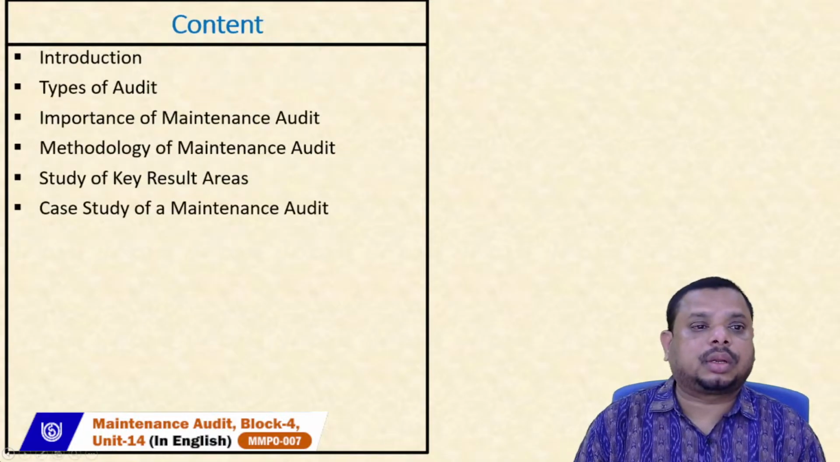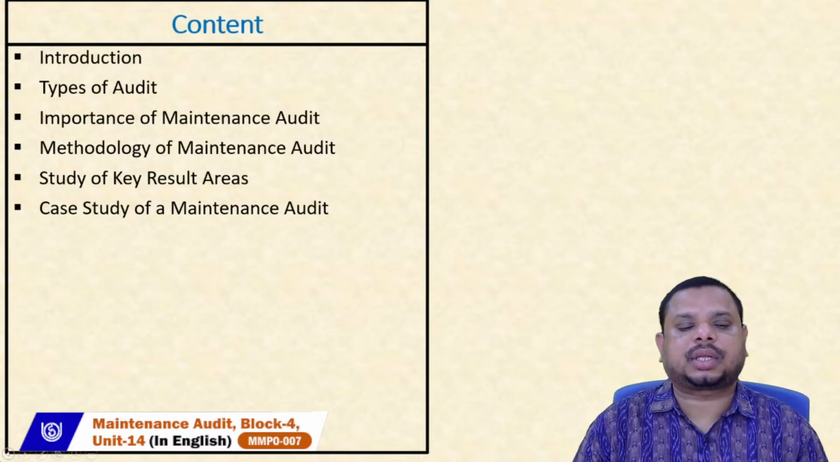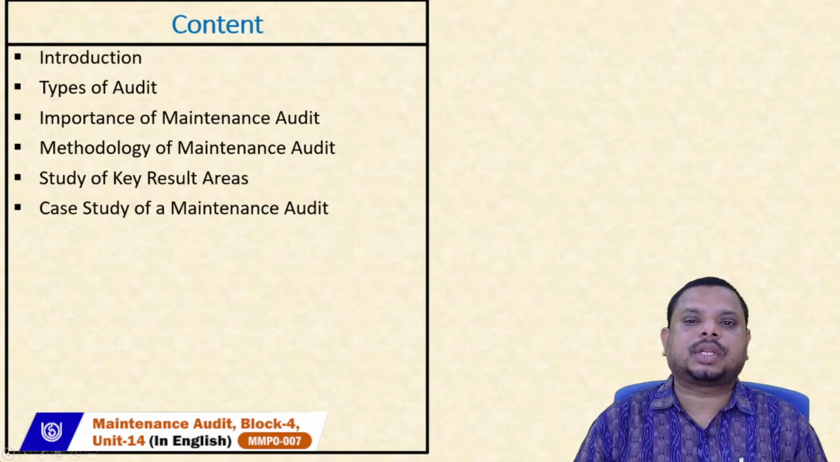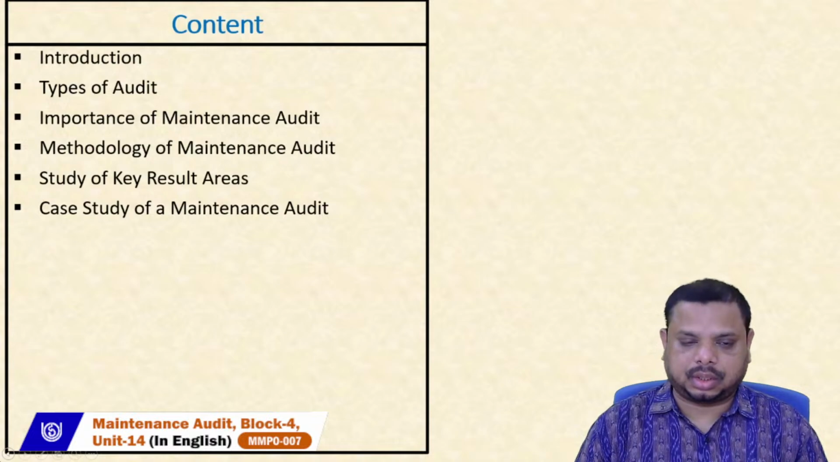Moving to the next one. These are the contents of today's session. The first is an introduction to maintenance audit. Then we have to understand the types of audit, then the importance of maintenance audit, then the methodologies of maintenance audit. Next we study the key result areas with reference to maintenance audit. And we take case studies of maintenance audits of specific companies. So these are the contents of today's session.